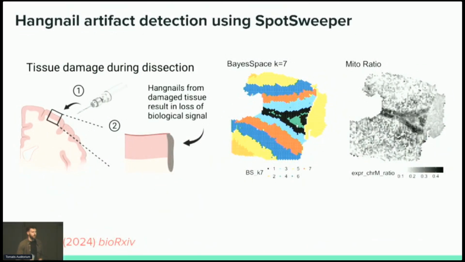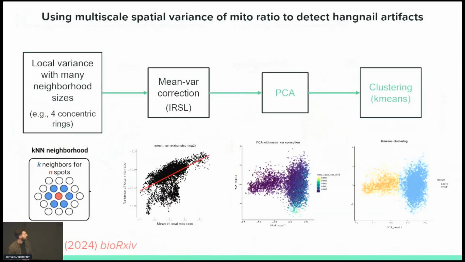And so it wouldn't be as big of an issue if this artifact actually clustered out by itself and you could just exclude it, but that's not the case. But we noticed, if you look here, that this artifact tends to have a very low variance, almost as if there's a smudge in the mito ratio. So to address that, we wanted to target this as a way to fix it.